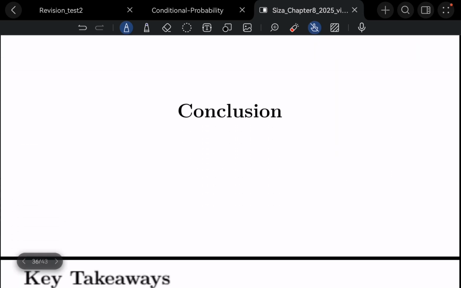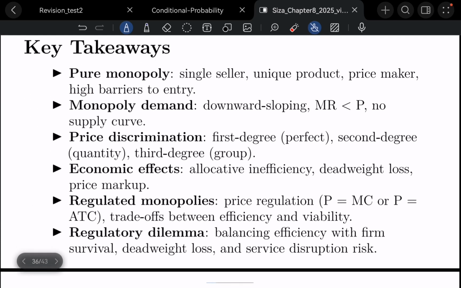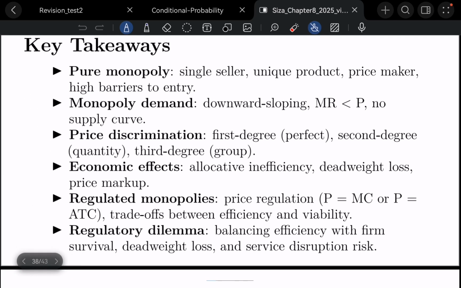Now we can conclude the chapter with key takeaways. For pure monopoly, the characteristics are a single seller, a unique product, price maker, and high barriers to entry. Monopoly demand, we know, is downward sloping, and marginal revenue is always going to be less than the price, except for the first unit sold. Price discrimination has first degree, second degree, and third degree. You can think of the airplane example, where people get charged different prices based on their willingness to pay.